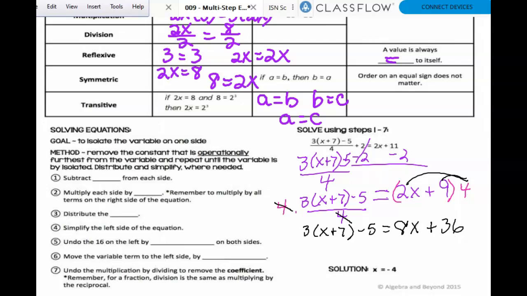Okay. Now, can I get the x by itself yet? What do I have to do? I'm going to have to distribute. So I'm going to go ahead and multiply the 3 times the x and times the 7. So I'm going to have 3x plus 21 minus 5 equals 8x plus 36. Yes? So 21 minus 5, does anybody know 21 minus 5? I think it's 16. Yes? So I'm going to have 3x plus 16 equals 8x plus 36.